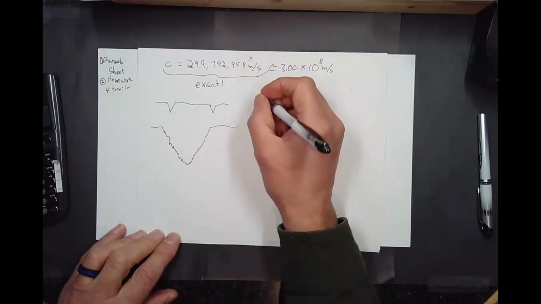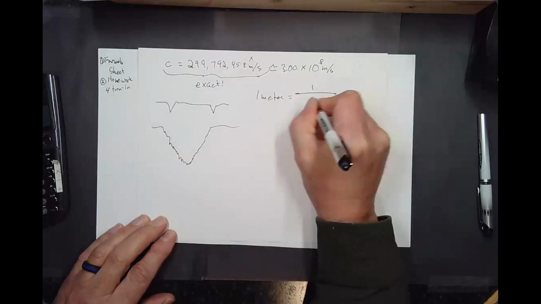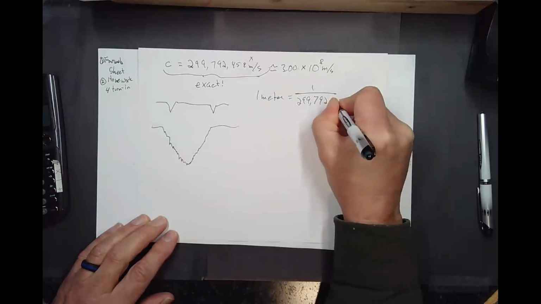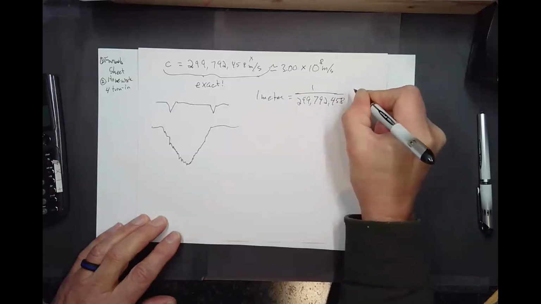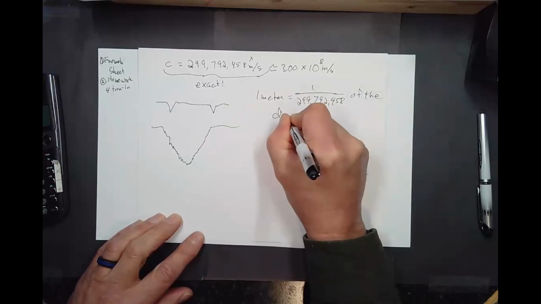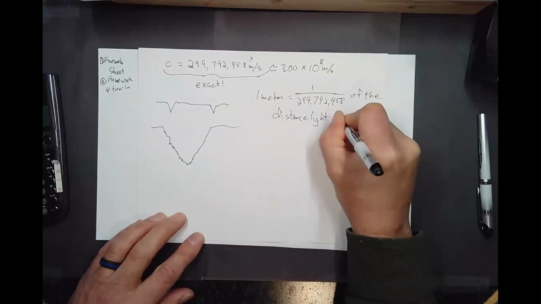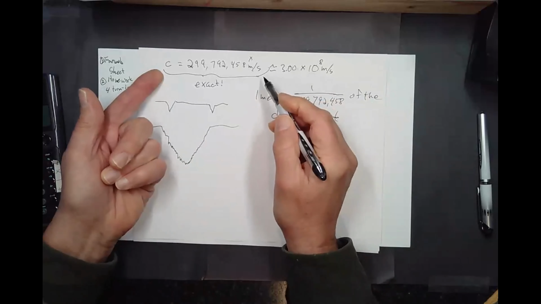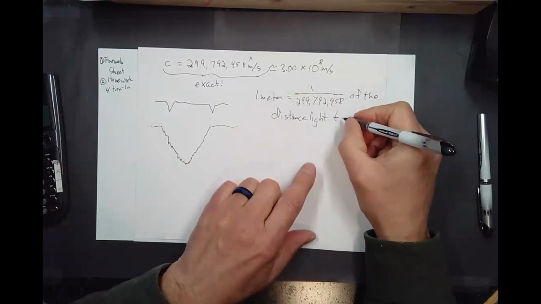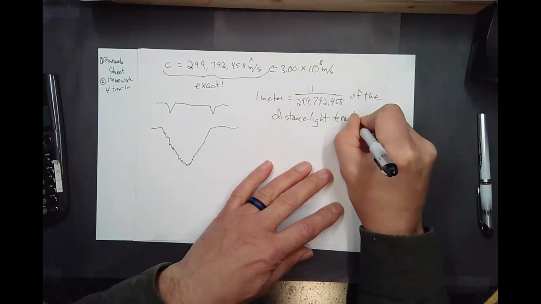And 1 meter is then equal to 1 over 299,792,458 of the distance light travels in 1 second. So, a nice, tidy definition, and that's why the speed of light is exact, because it's defined to be this number. The meter is now defined in terms of that. So anyway, that's something about light.